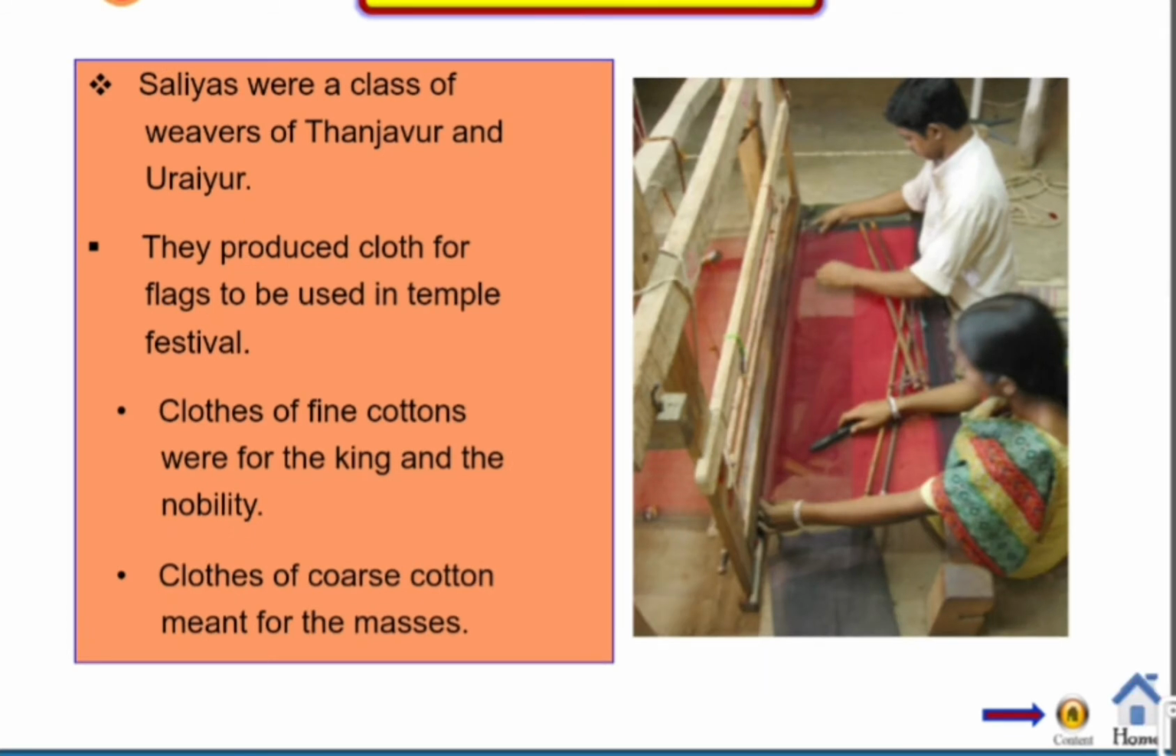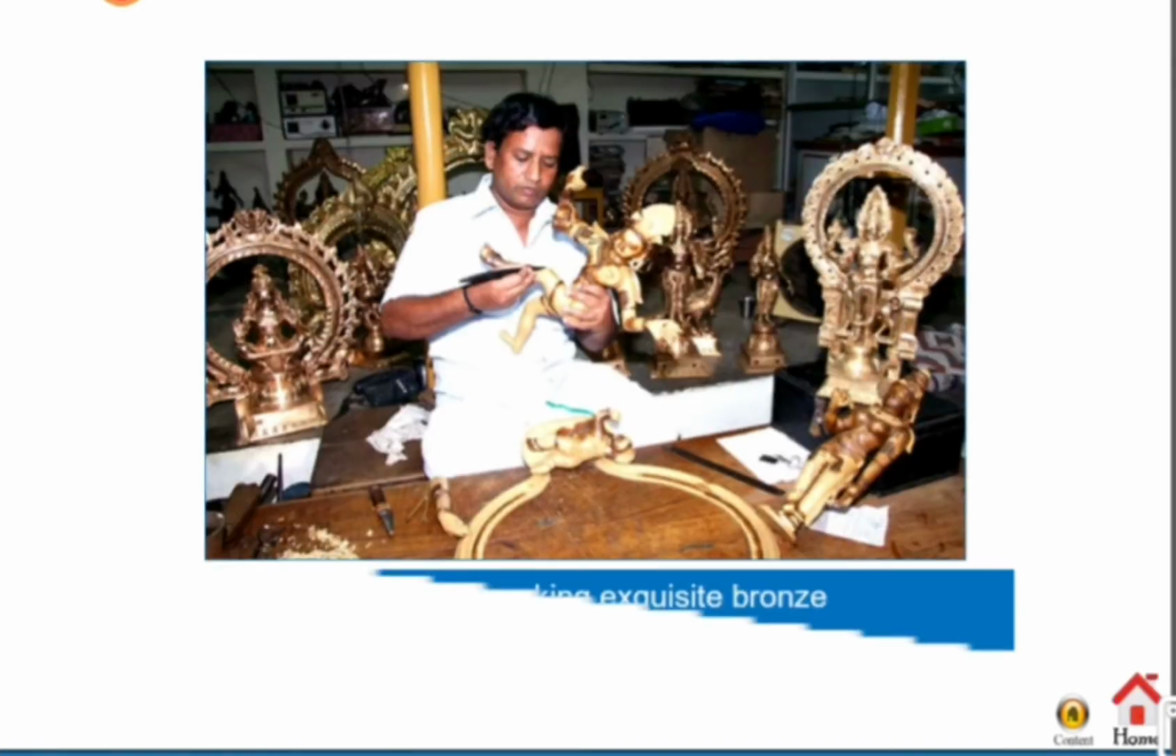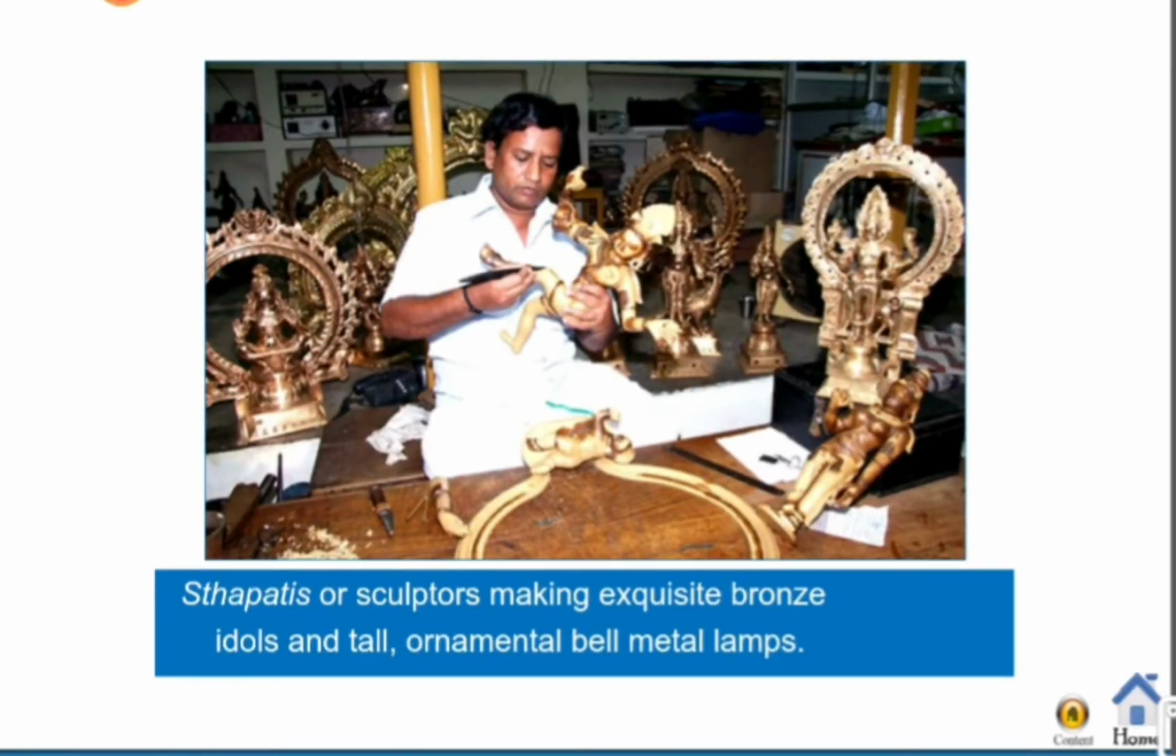Saliyas were a class of weavers of Thanjavur and Uraiyur. They produced cloth for flags to be used in temple festivals. Clothes of fine cotton were for the king and the nobility. Clothes of coarse cotton were meant for the masses. Here, in this picture, you can see sthapatis or sculptors making exquisite bronze idols and tall ornamental bell metal lamps.